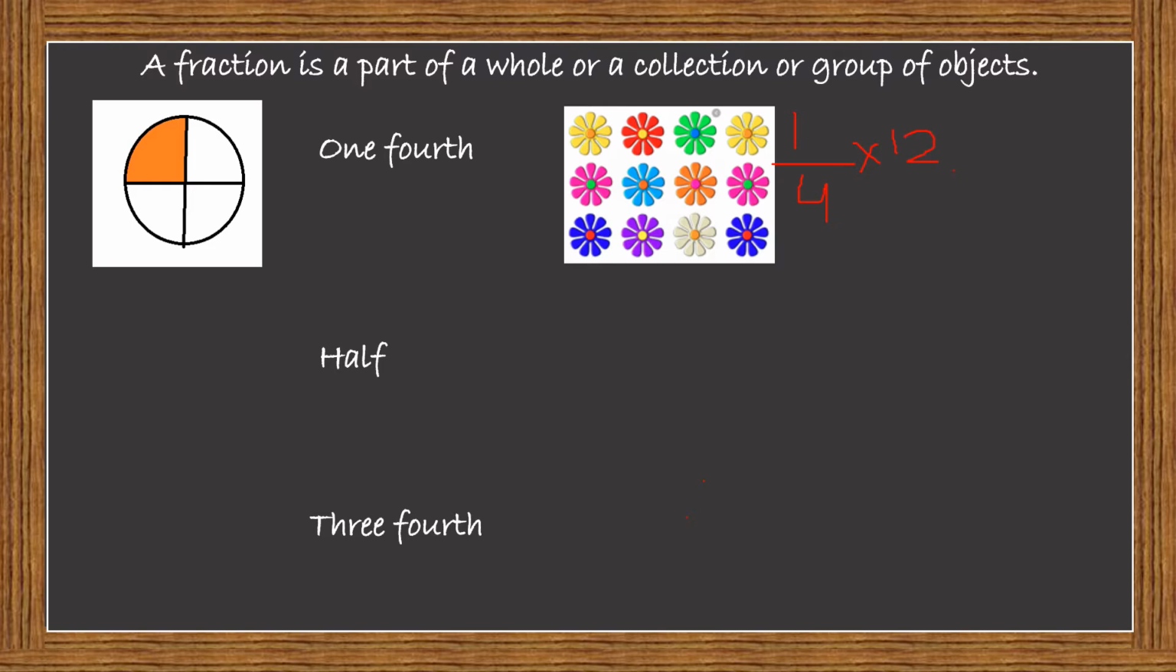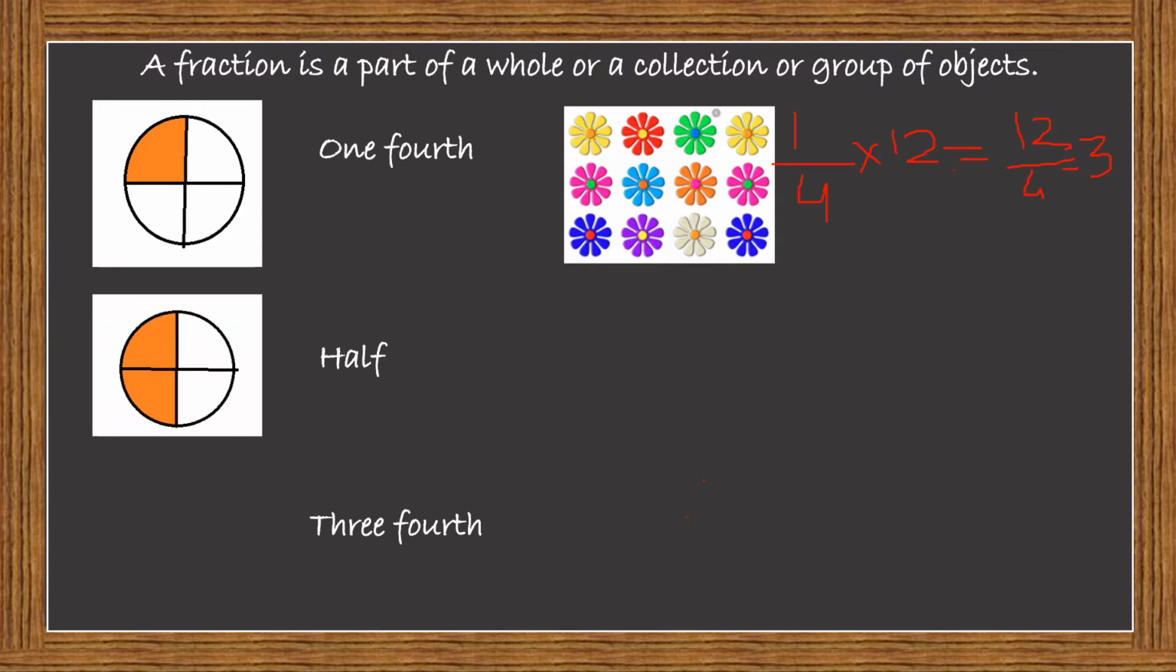Yesterday only we calculated that when we are multiplying a fraction with a whole number, we are multiplying by the numerator and dividing by the denominator. So it is 12 ones are 12 divided by 4, which is equal to 3. Okay. Now the next one is half.